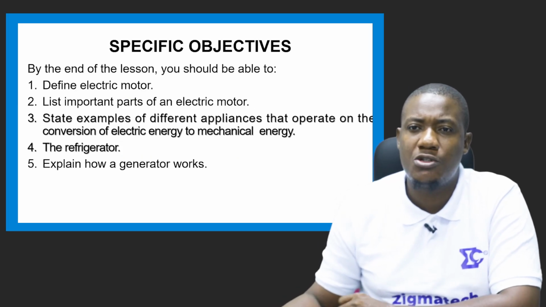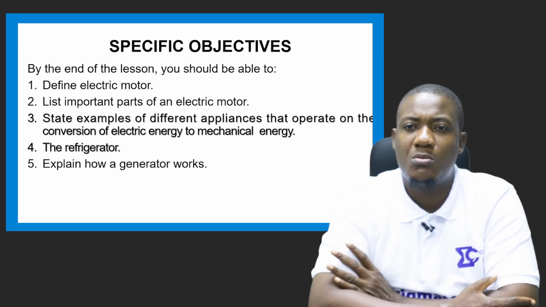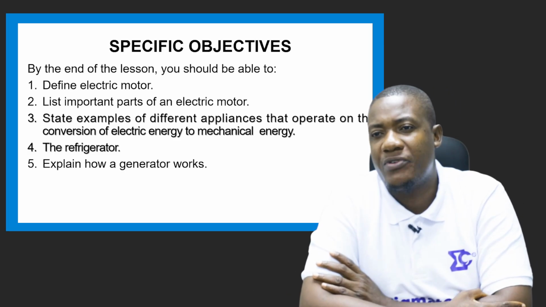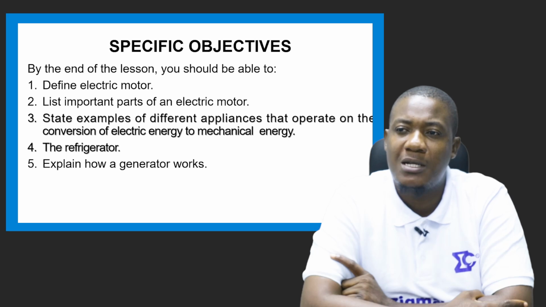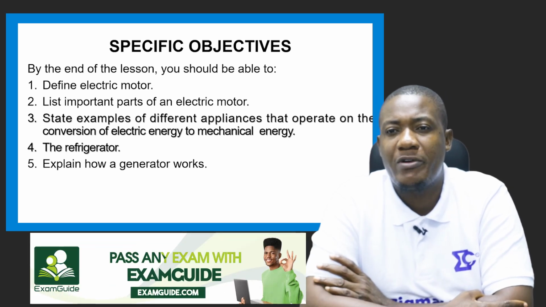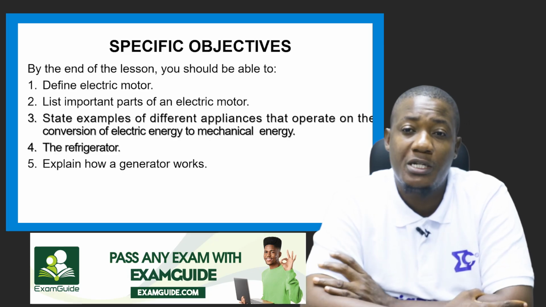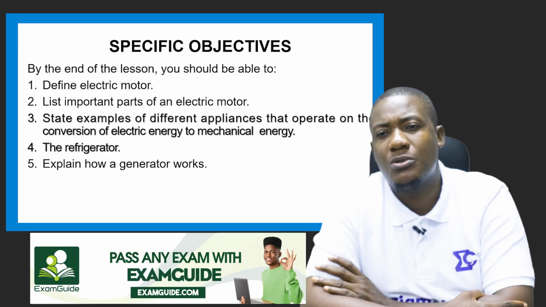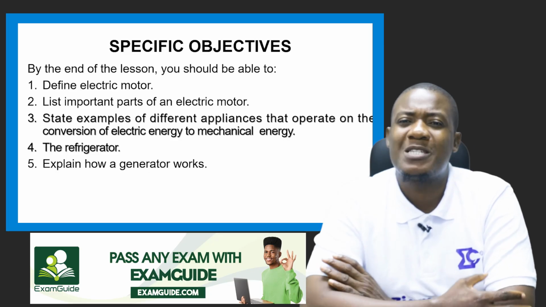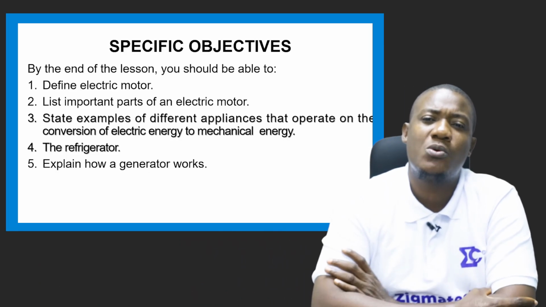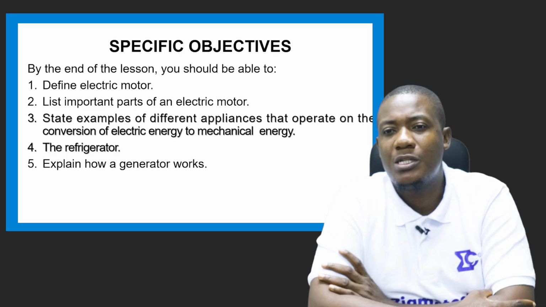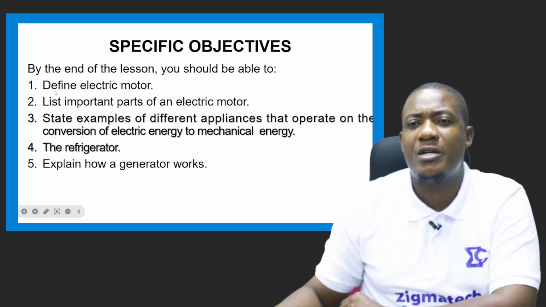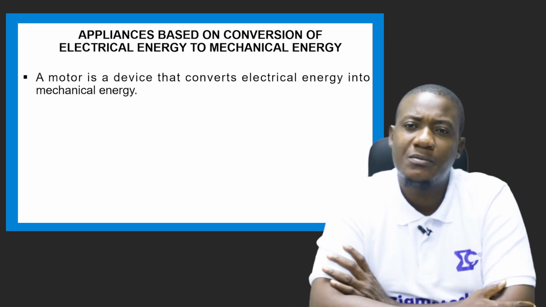By the end of this lesson, you should be able to define electric motor, list important parts of an electric motor, and state examples of different appliances that operate on the principle of conversion of electrical energy to mechanical energy. You should also be able to explain how the refrigerator works. You should also be able to explain how the generator works. So let's dive into this class properly.